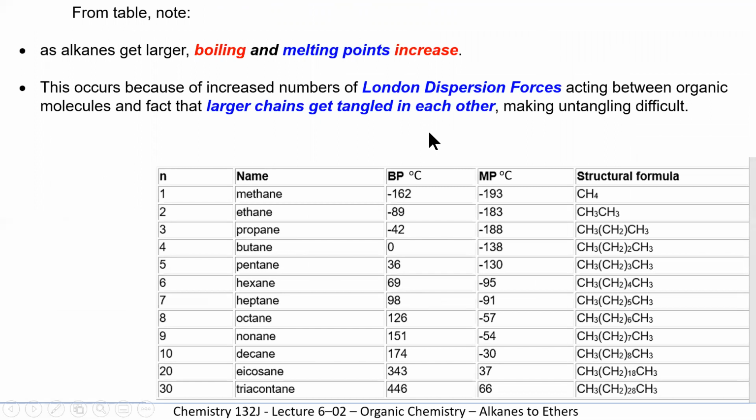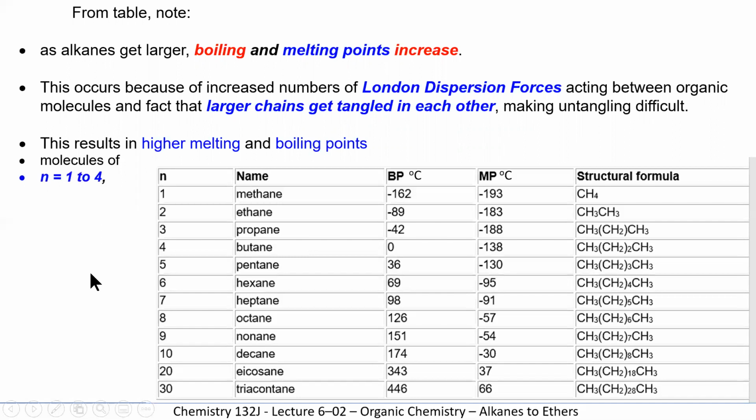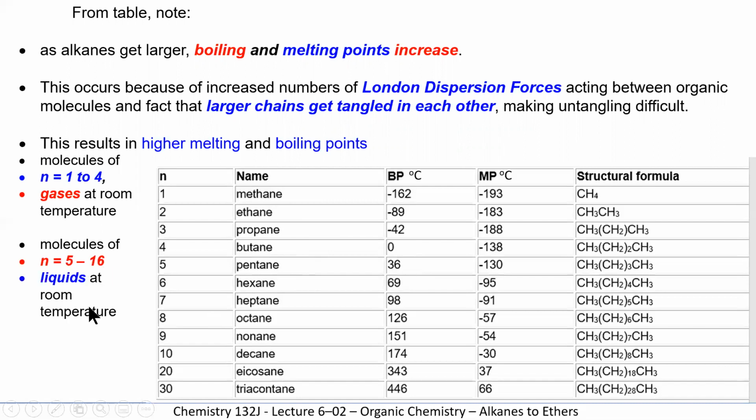As the chains get longer, they get tangled up, making it more difficult to separate them. So you can see the higher melting and boiling points. From carbons 1 to 4, they are gases at room temperature, and above 4, you get liquids at room temperature, from 5 carbons to 16 carbons. And when they're more than 16 carbons, the forces are so strong, they exist as kind of waxy solids.